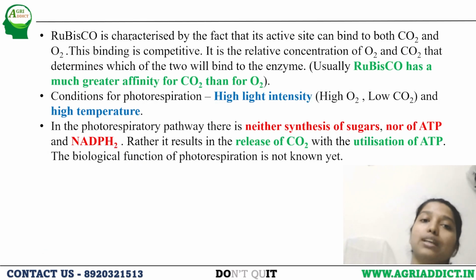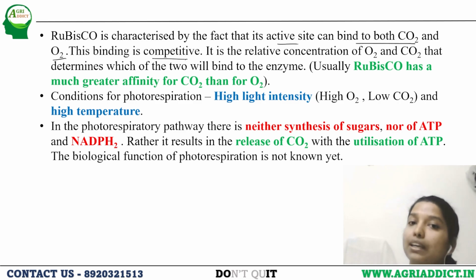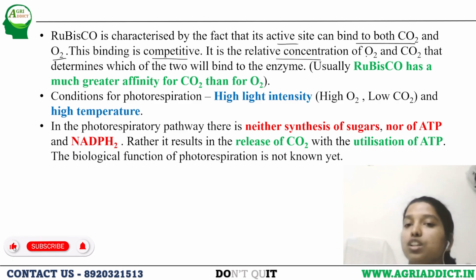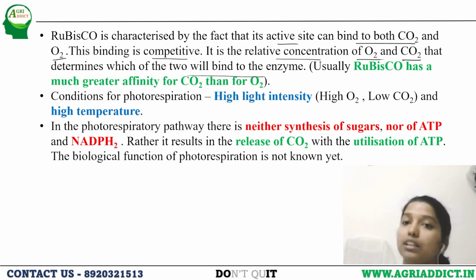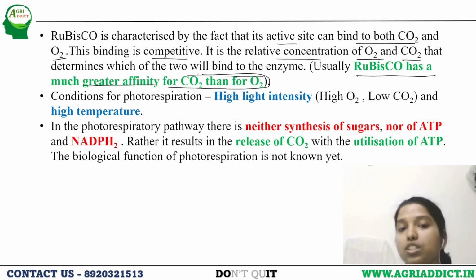Next, Rubisco is characterized by the fact that its active site can bind both CO2 and O2. This binding is competitive. It is the relative concentration of O2 and CO2 that determines which of the two will bind to the enzyme. If the CO2 concentration is more in the cell, then the carboxylase part will be active. If the oxygen concentration is more, then the oxygenase part will be active. Usually, Rubisco has a much greater affinity for CO2 than O2. This you have to remember.